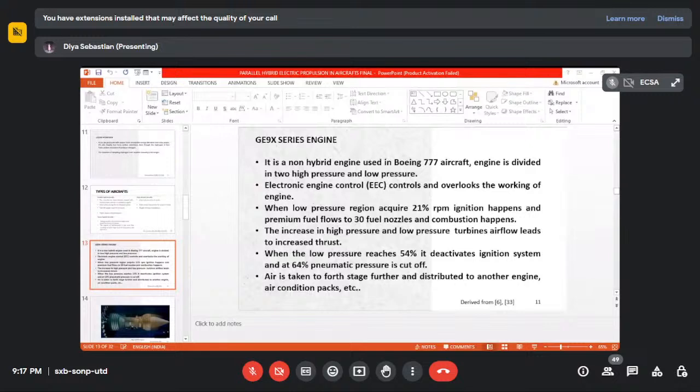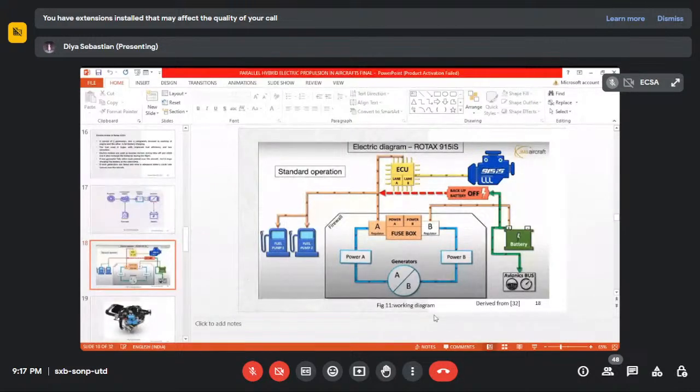So this ECU is connected to the normal EEC and controls the balanced working of the engine. The balancing process is the same as that of the GE9X engine or a normal combustion fuel engine.